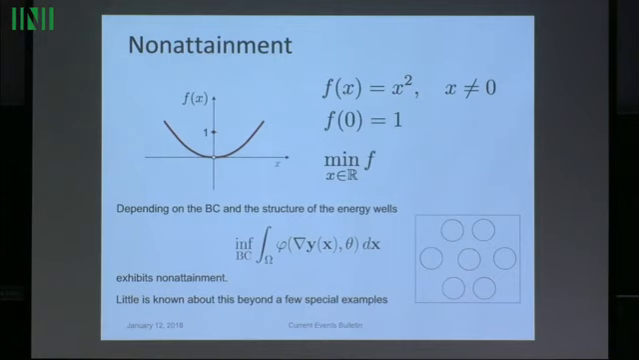The truth is we know, even though people have worked on this quite hard, we know some choices of boundary conditions where this does not have a minimizer, exhibits this non-attainment. But little is known about this case. So we'll discuss what the implications of non-attainment are.